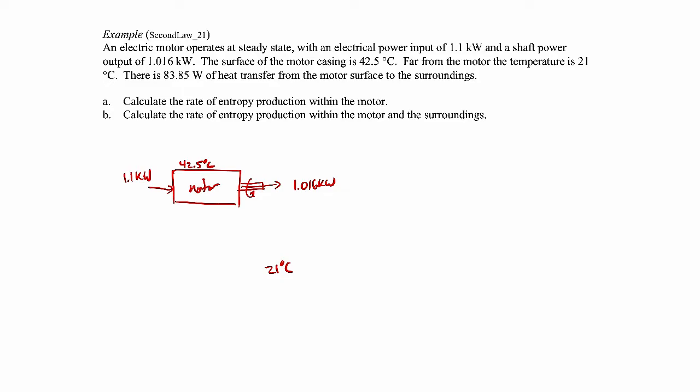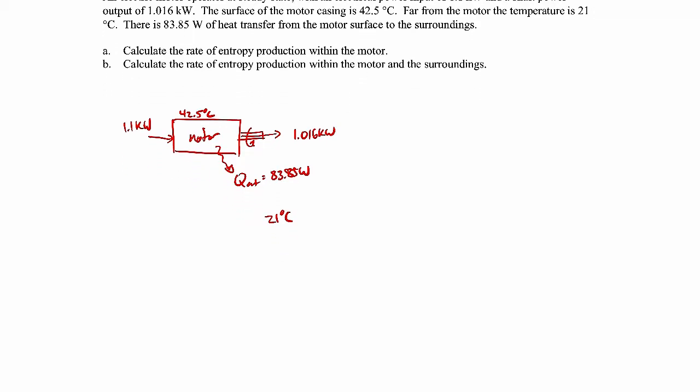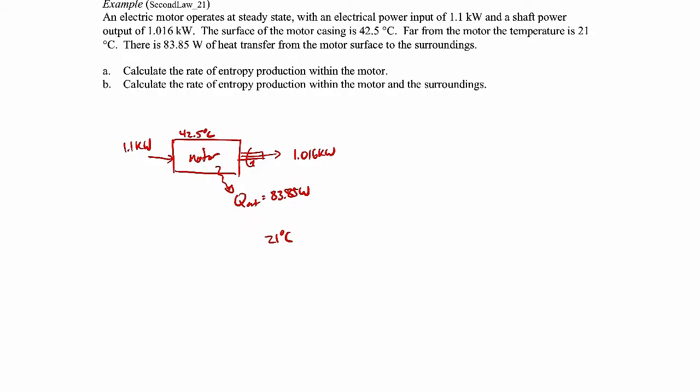And we're also told that there's 83.85 watts of heat transfer from the motor surface to the surroundings, so there's some heat coming out here. Q out is 83.85 watts. We're asked to calculate the rate of entropy production within the motor, and then the rate of entropy production within the motor and the surroundings. Okay, so let's start with part A here. Calculate the rate of entropy production within the motor.